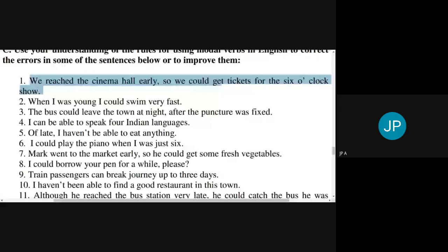So when something happens as a result of something, we should use able to. Instead of could, we should use able to. So Mark went to the market early, so he was able to get some fresh vegetables.